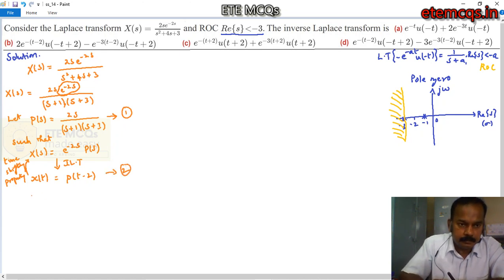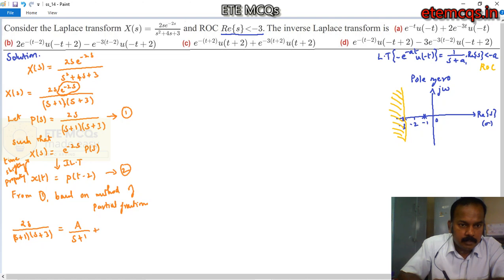So from 1, based on the method of partial fraction, we have 2s divided by (s plus 1) into (s plus 3), which is equal to A divided by (s plus 1) plus B divided by (s plus 3). You just perform cross multiplication, and then you just cancel out the denominator.